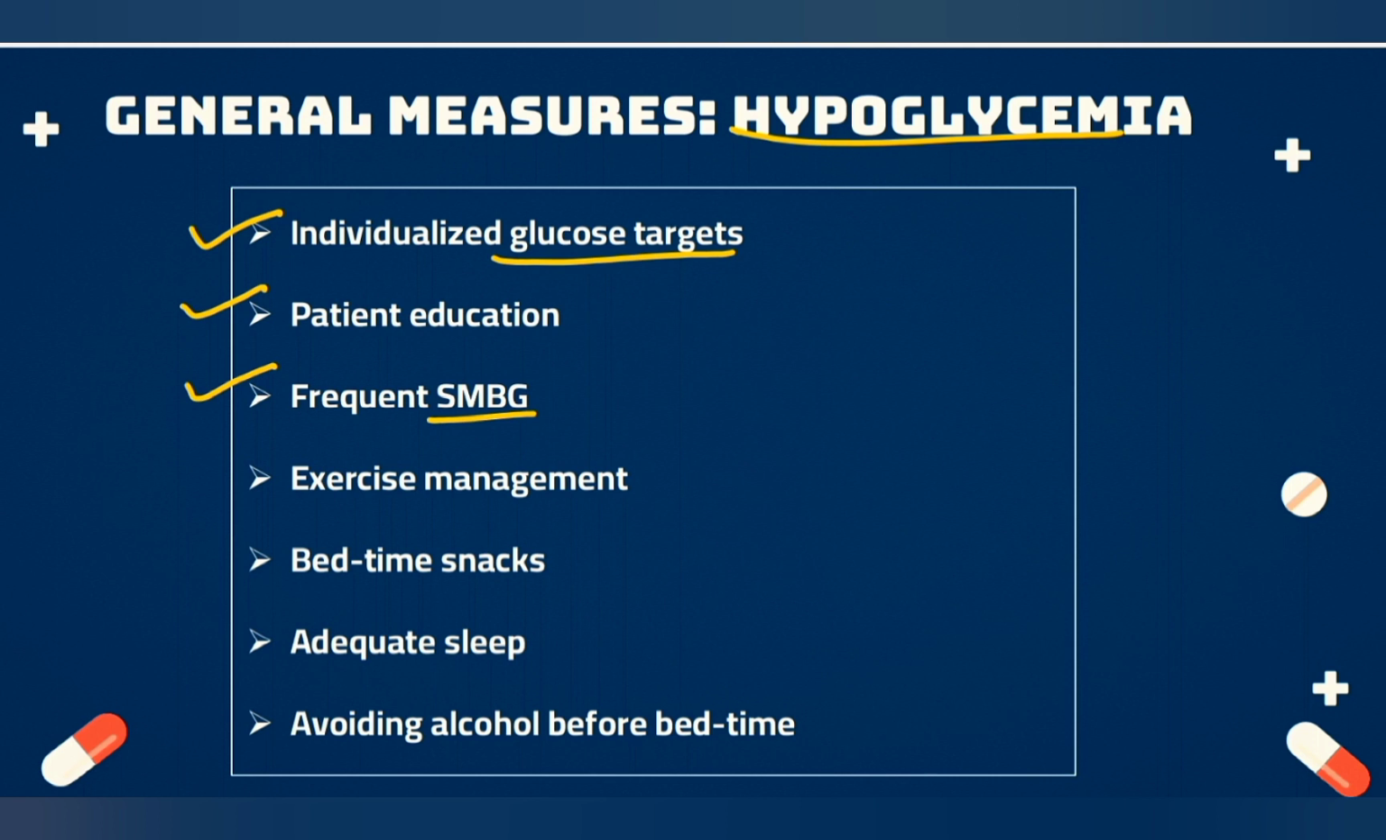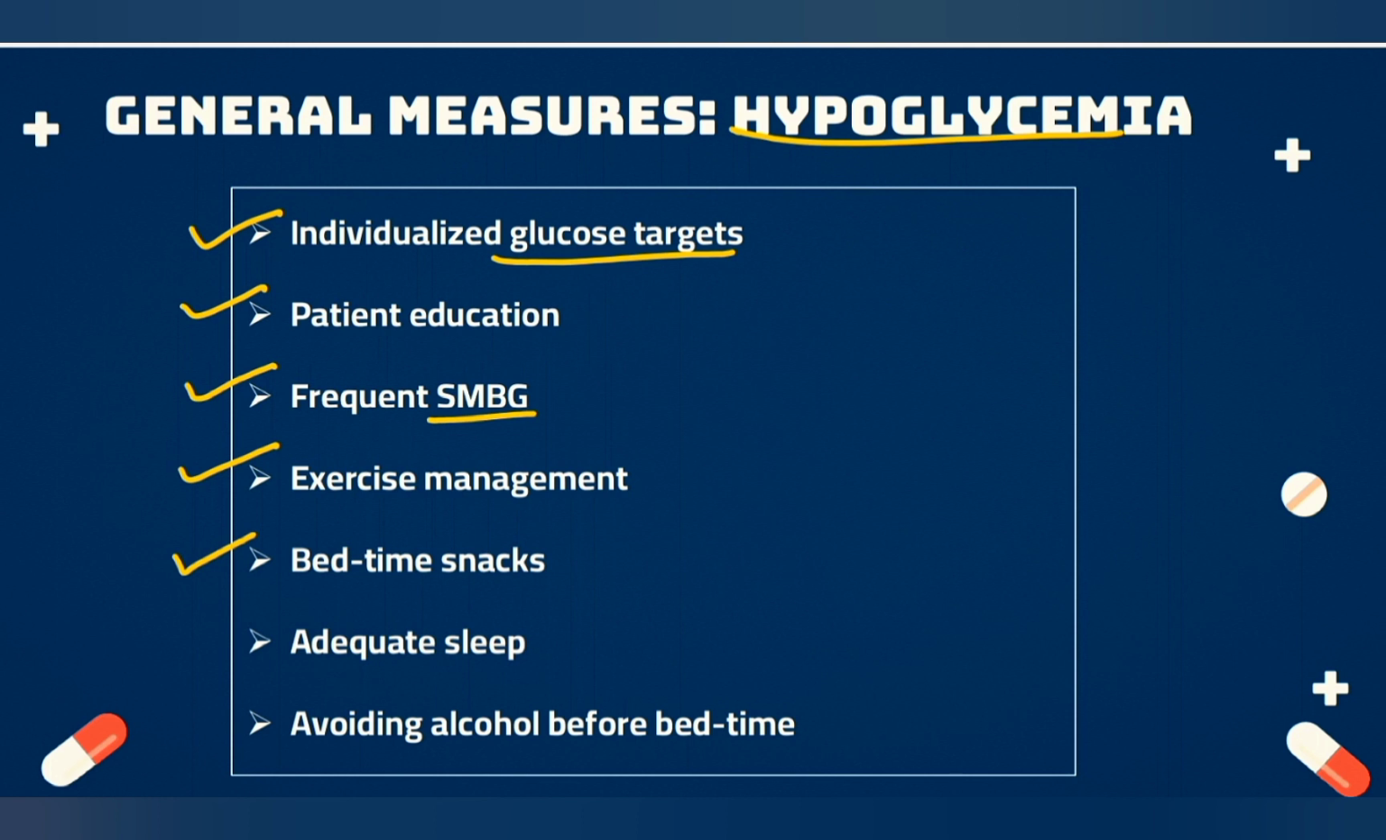Exercise management is a very important step in this. What duration of exercise is recommended, what time exercise is recommended, and what diet should be consumed before the exercise. Bedtime snacks should also be advised to persons with high risk of nocturnal hypoglycemia.